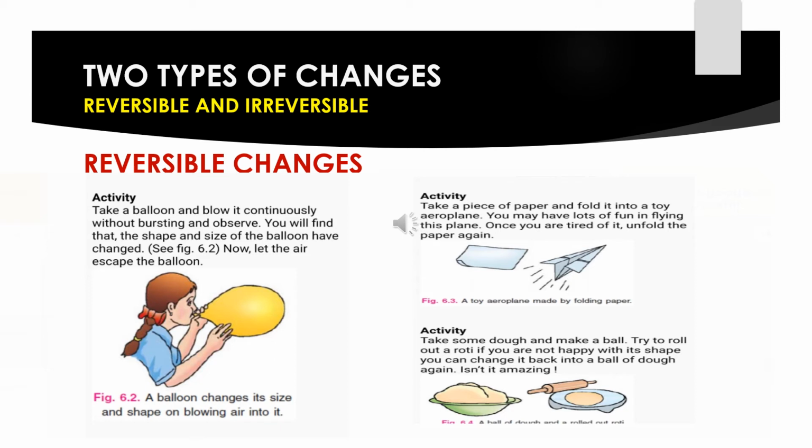Another example, your mummy is preparing roti every day. For preparation of roti, she is making a dough. She is making different balls for rolling the roti. Once she takes one ball and rolls the roti and she doesn't like that shape, again she will remold it and she will form a ball again. That is also a reversible change.